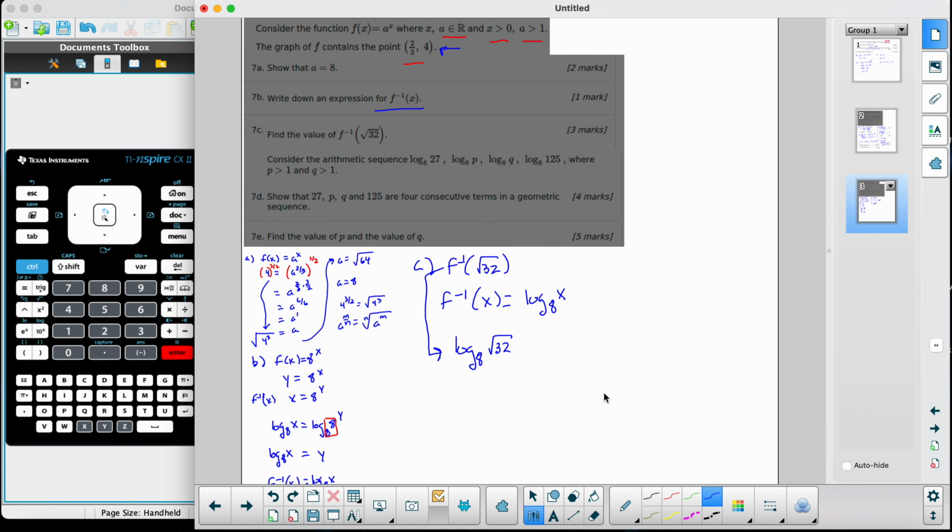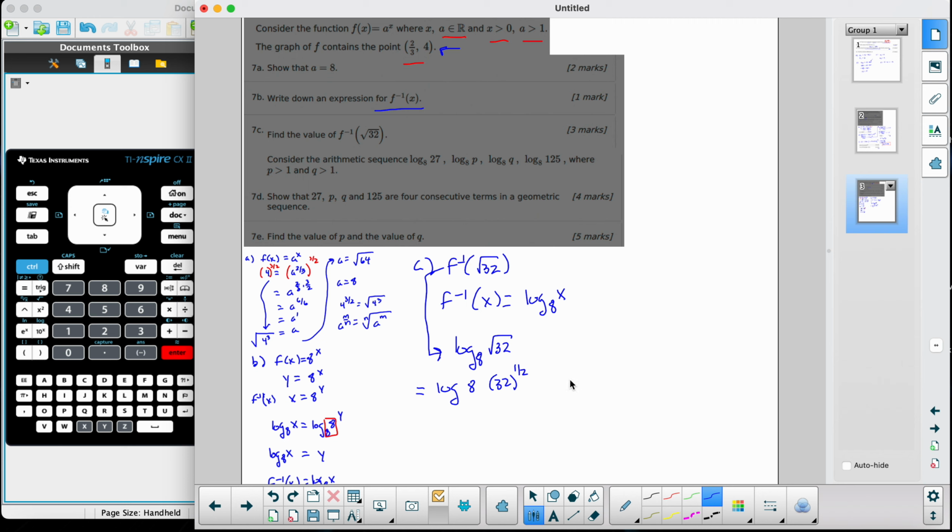Well, let's see. Find the value. Well, we're going to do some logarithm stuff, I think. Let's try this. So this becomes log base 8 of 32 to the 1 half power.